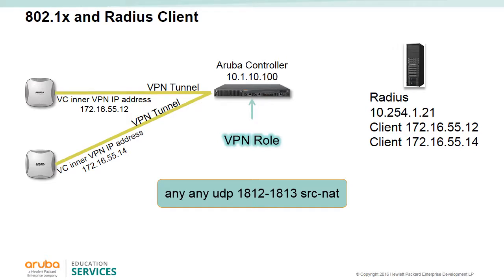Set up the VPN inner address as the client in the RADIUS server. If you have several clusters, you would need to know the inner IP address and configure each one to be a RADIUS client. Or, on the controller, set up a VPN firewall role that will take all the RADIUS communications and source NAT to the controller's IP address. Therefore, the RADIUS server only needs one address. Any new IP cluster will automatically work with this method.